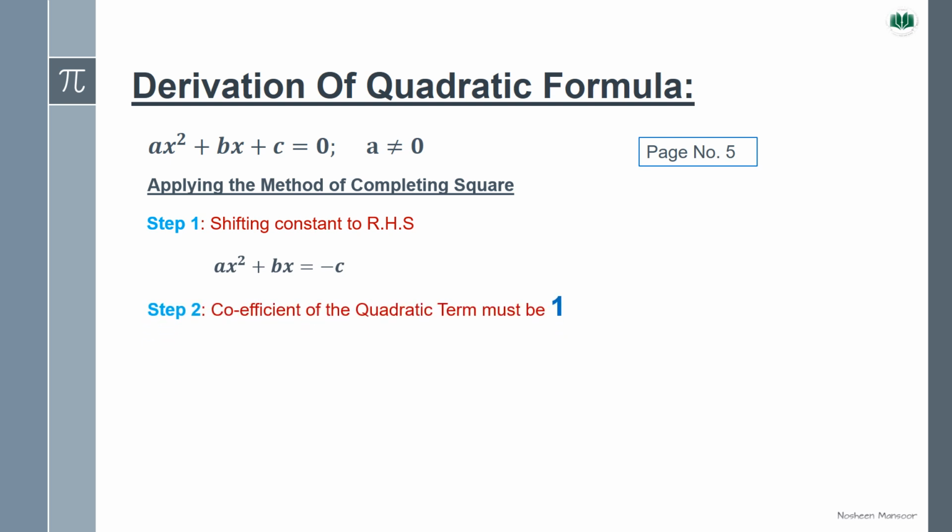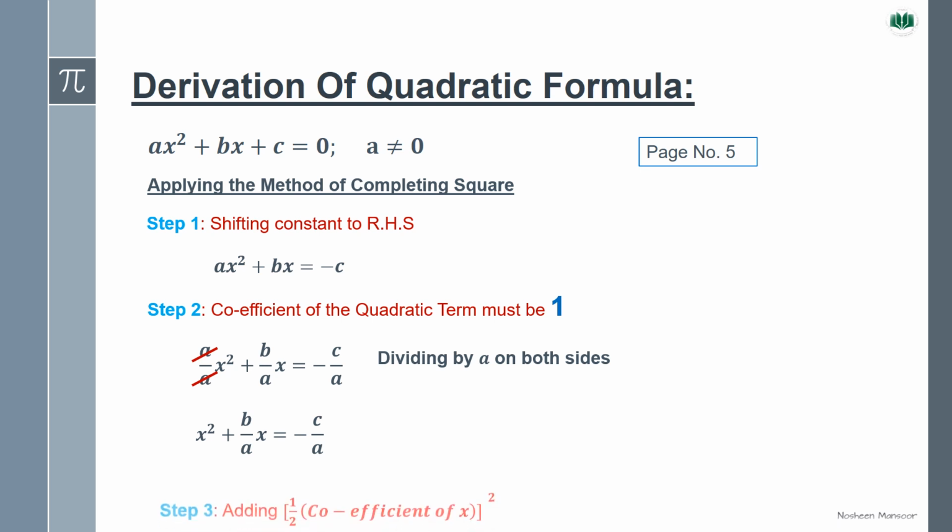Now the leading coefficient should be 1. For that purpose, divide by a on both sides. So you will have x square plus b by a x is equal to minus c by a.